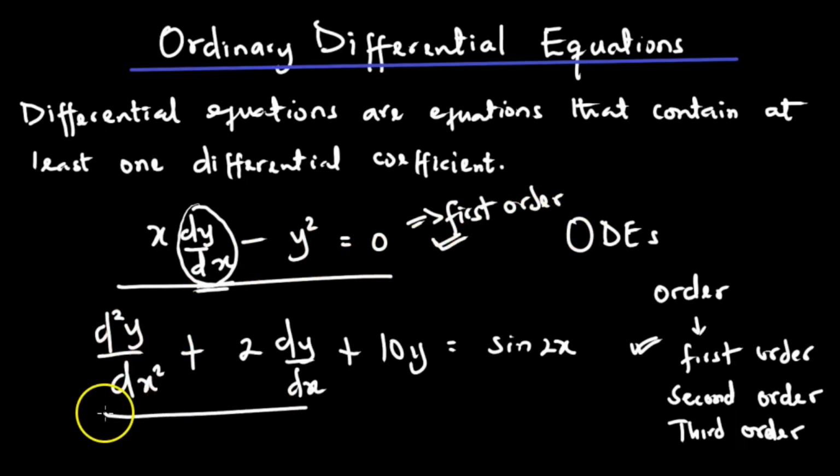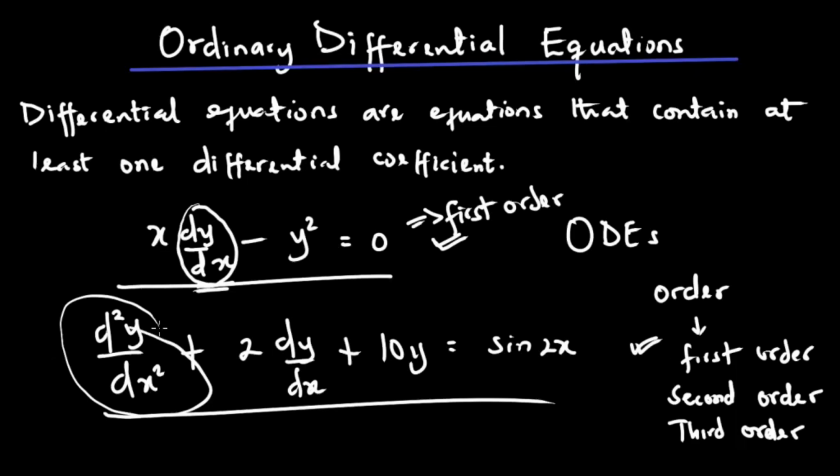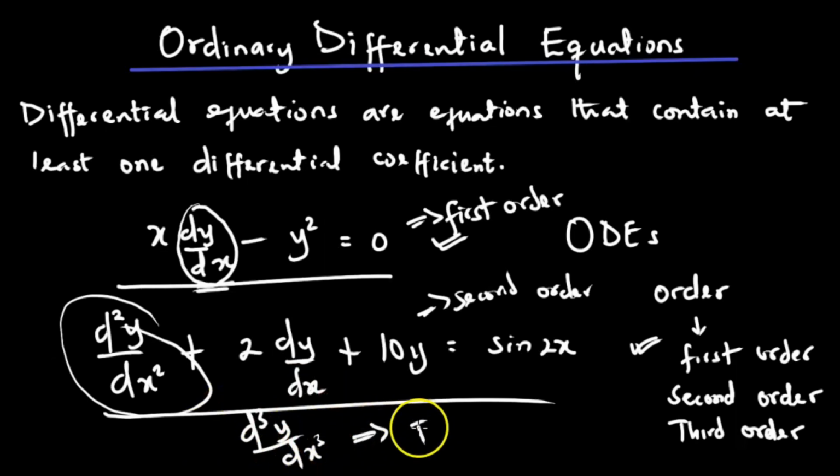Now, when we take a look at this equation, the highest derivative is a second derivative, d squared y/dx squared. So this is a second order ODE. And it goes on and on like that. If I have d cubed y/dx cubed as my highest derivative, it becomes third order, and on and on. Now let's move on to solving an ordinary differential equation.